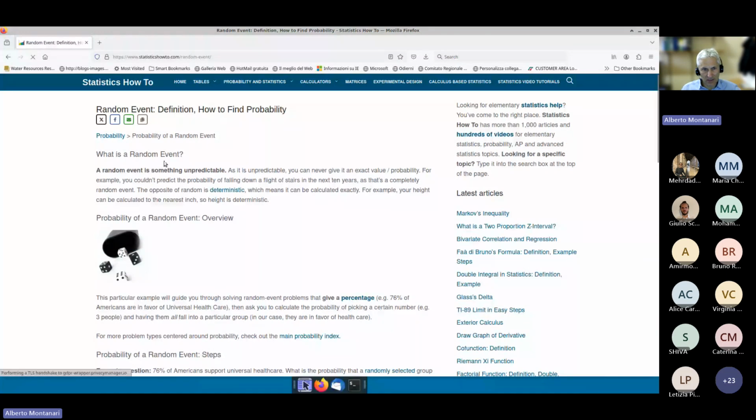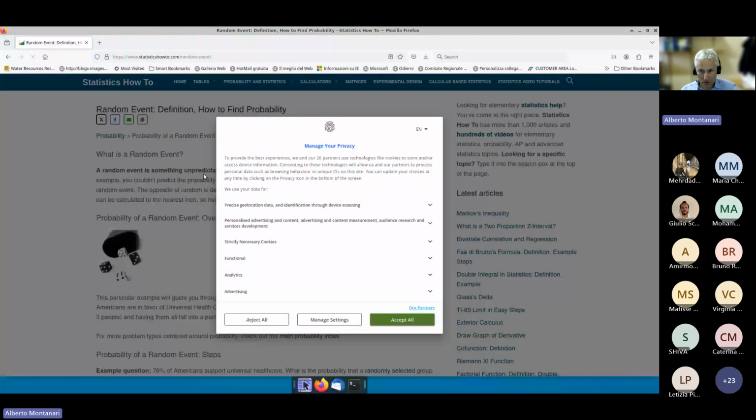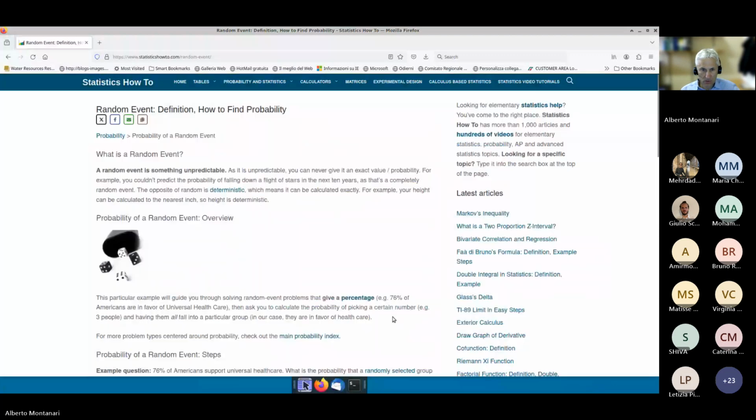What is a random event? A random event is something unpredictable. Unpredictable doesn't mean that you cannot get an indication. Unpredictable means that you cannot reach certainty. So unpredictable means that you can make a prediction, but it is affected by uncertainty.